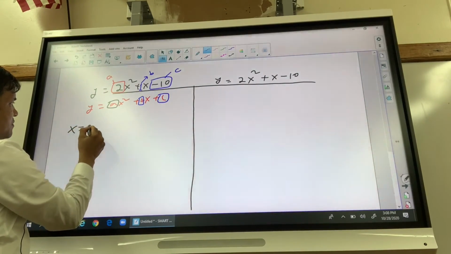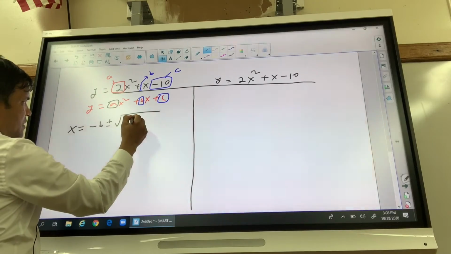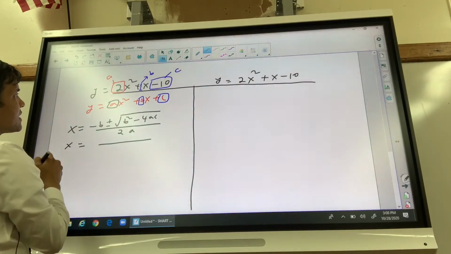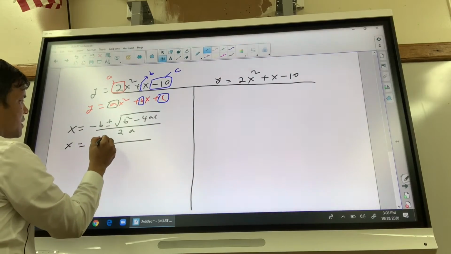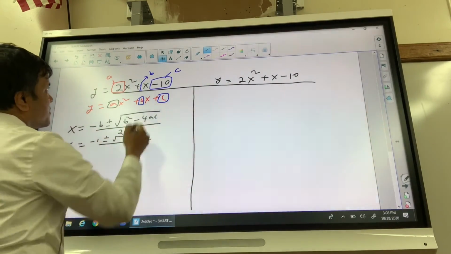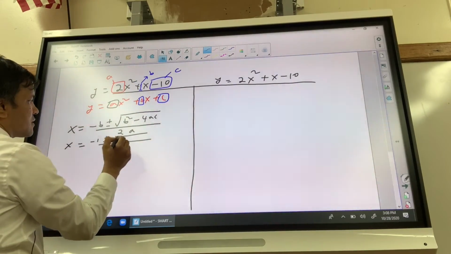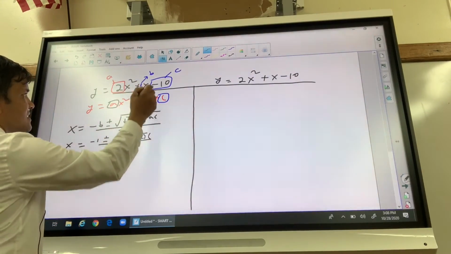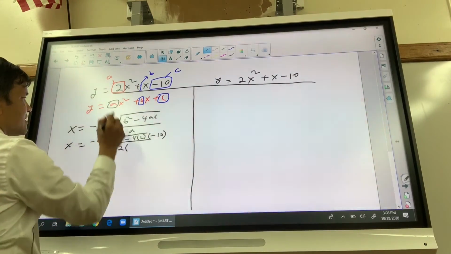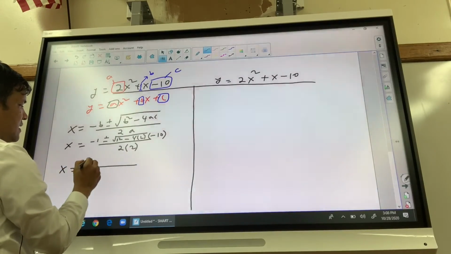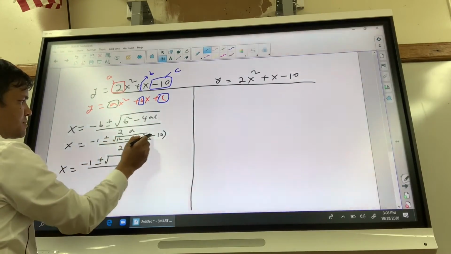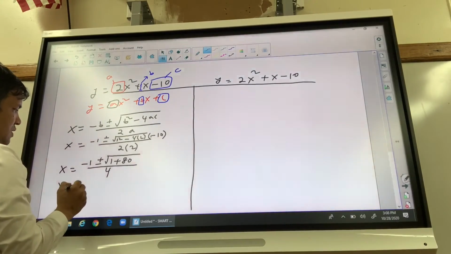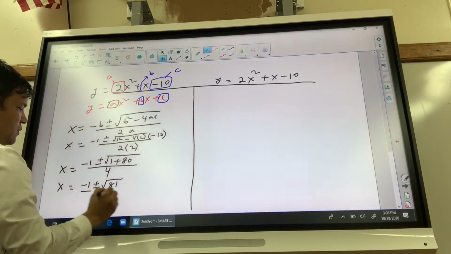Okay, so now I'm going to write the quadratic formula. So x is equal to negative b plus minus the square root of b squared minus 4ac over 2a. So x is equal to, what is b? B is 1, so negative 1 plus minus, b is 1, so 1 is squared, minus 4. What is a? A is 2. What is c? C is negative 10. What is a? A is 2. So x is negative 1 plus minus the square root of 1 plus 80 over 4. So x is equal to negative 1 plus minus the square root of 81 over 4.